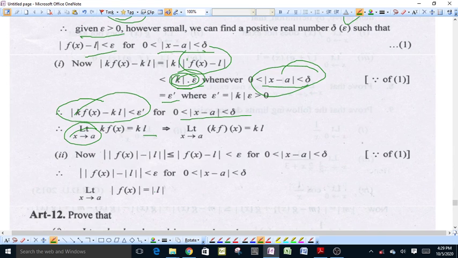Now the second part. Modulus of f(x) minus modulus of L is less than, by using the properties of modulus, |f(x)−L|, which is again less than epsilon for |x−a| less than delta. This means the limit of modulus of f(x) as x equals a is equal to modulus of L.